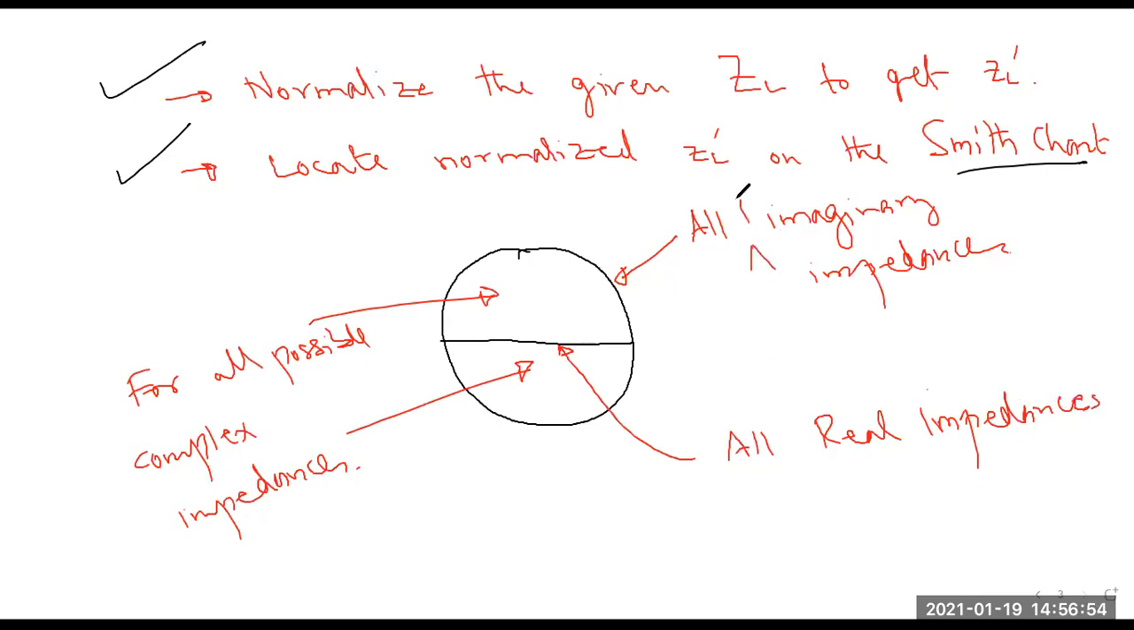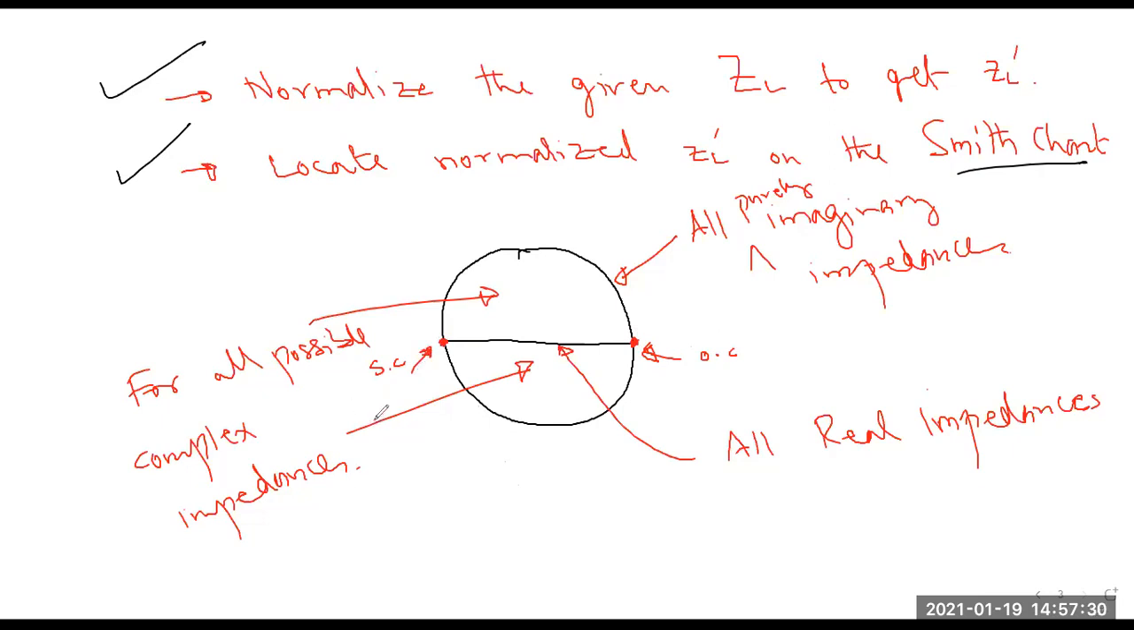In addition to that, you also need to remember these two points, this point and this point. This point is for short circuit impedances, and this point is for open circuit impedances. So these two points are also important during solution of many problems.